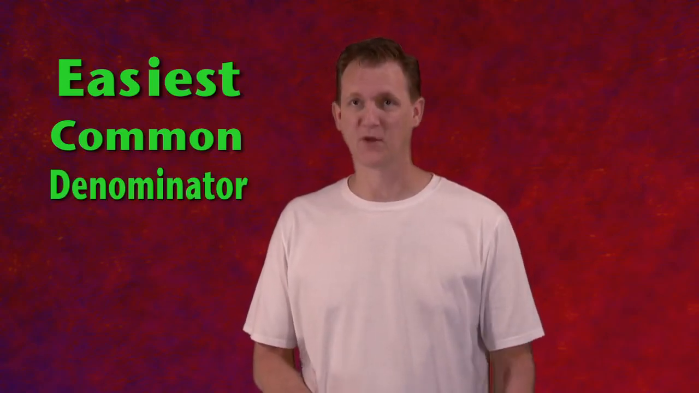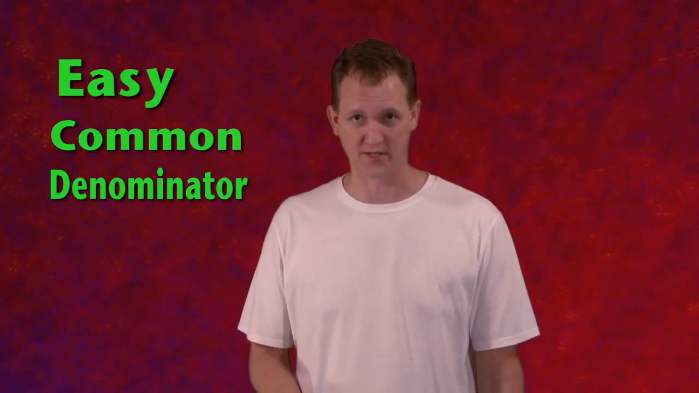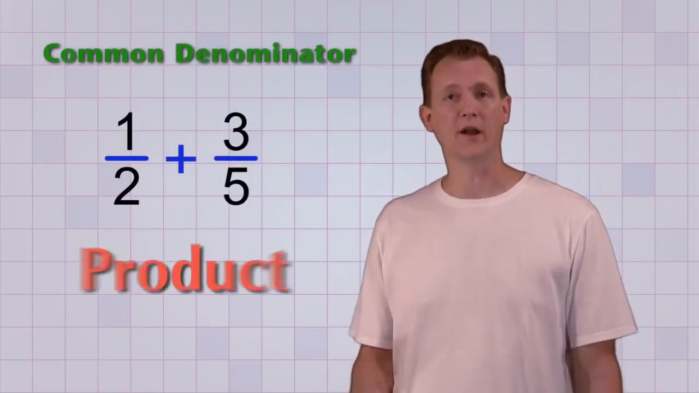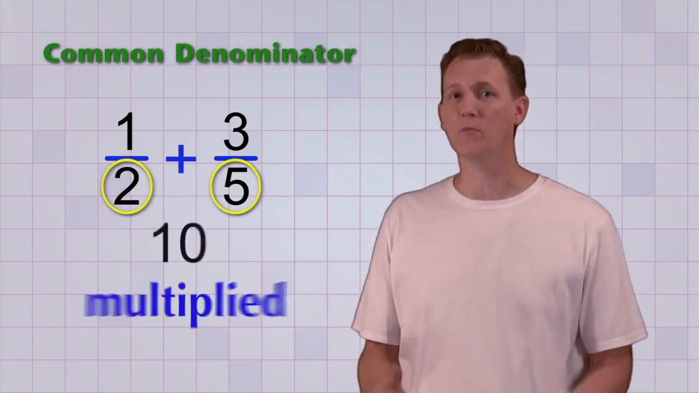Okay, so how does this easiest common denominator method work? Well, even though this is an easy method, it might sound a little complicated at first. But don't worry, it'll make a lot more sense once you've seen a few examples. In this method, the common denominator is always going to be the product of the bottom numbers. In other words, it will be the number you'd get if you multiplied the bottom numbers together.